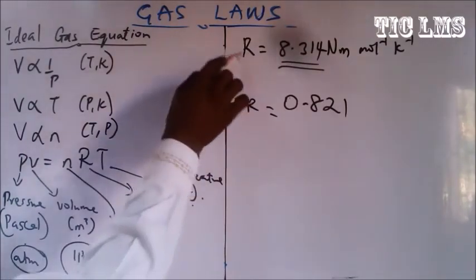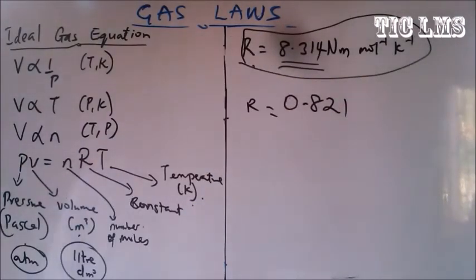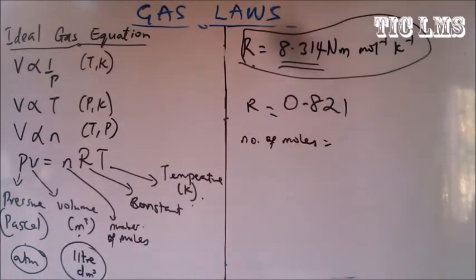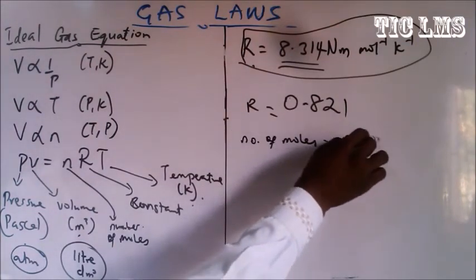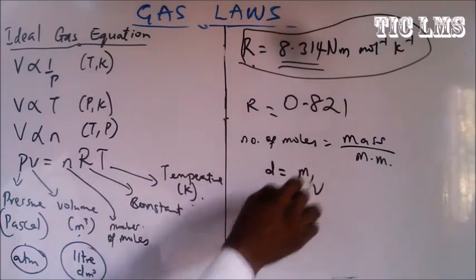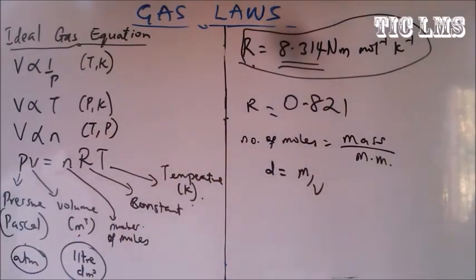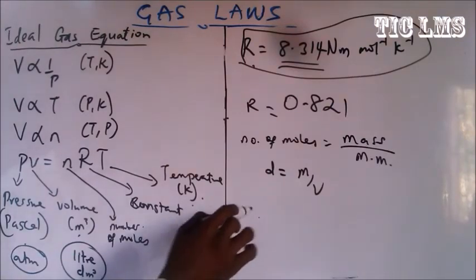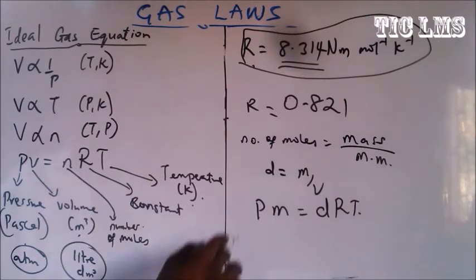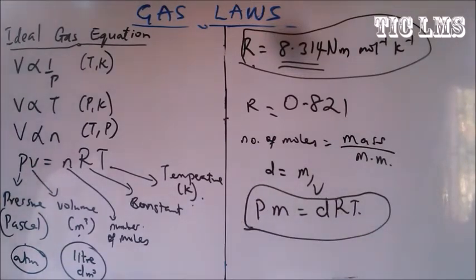But in this class, we shall be making use of R equal to 8.314. And then let's talk about the number of moles. We have that the number of moles of a gas is equal to the mass of the gas over its molecular mass. And at times, we could have that density, which is equal to mass over volume, worked into this equation. And when it is worked in, we have that P multiplied by the molar mass equals dRT. So here is another formula which is important in the ideal gas equation.